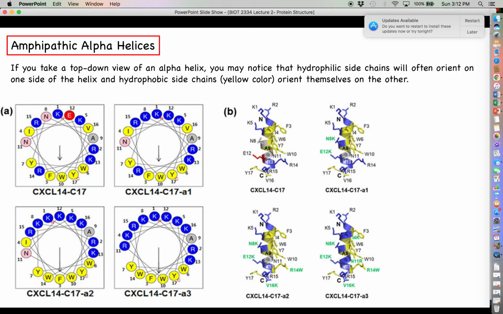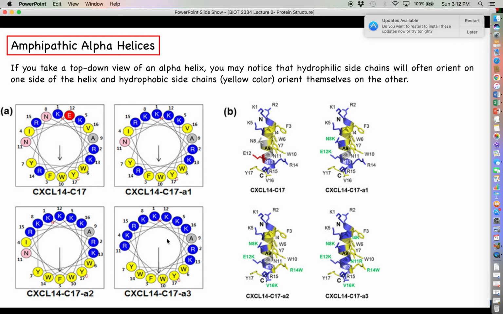So one interesting thing that's talked about in the Lotus textbook is the idea that if you look straight down through an alpha helix and you take stock of which amino acids take up which position, a lot of times you may notice that hydrophilic side chains will often orient on one side of the helix, and hydrophobic side chains, which are in yellow here, the hydrophilic ones are in blue. The hydrophilic and the hydrophobic side chains tend to orient themselves on opposite ends of the helix.